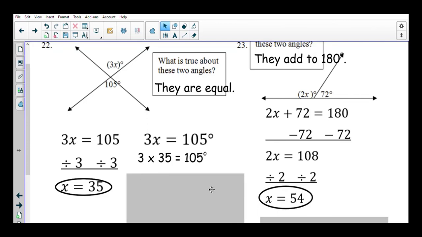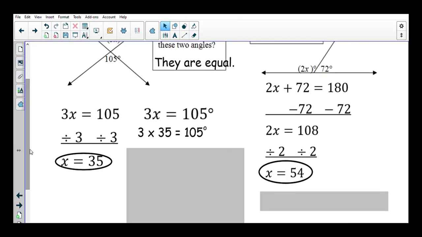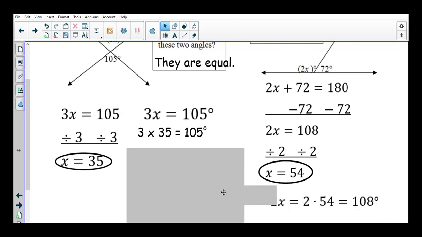I'm not going to work through this as slowly as we would in class because you have the opportunity to pause the video here. Now, the one angle measure, we know it's 72 degrees. To find the other angle measure, take 2 times 54. That's 108 degrees. You have already seen that actually up above within your work. So you might even notice what that angle measure is without having to show all of that work.